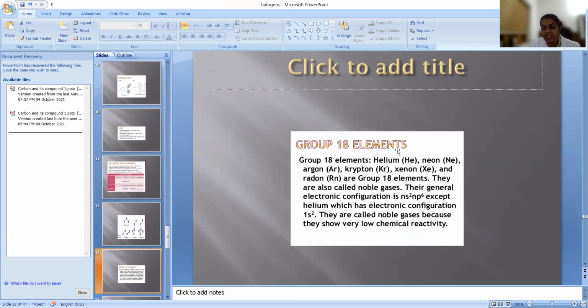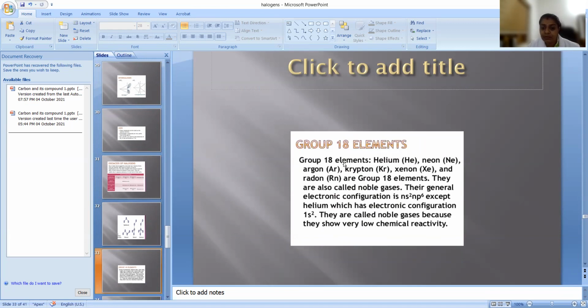Now group 18 elements, we know that they are noble gases. They won't combine because they have 8 electrons in the outer shell. That is one reason they are also called inert gases. They have a full outer shell electronic configuration except helium, which has 2 electrons in the outer shell. Since it is completely filled, it is called a noble gas.